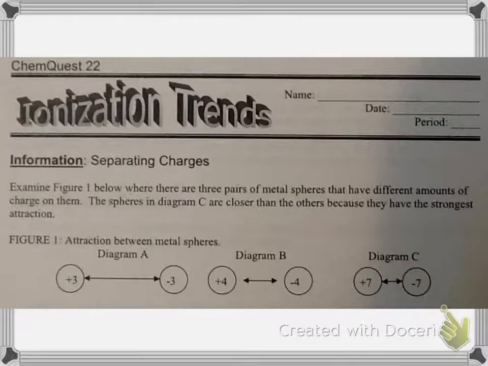Separating charges. Examine figure 1 below, where there are 3 pairs of metal spheres that have different amounts of charge on them. The spheres in diagram C are closer than the others because they have the strongest attraction. Figure 1, attraction between metal spheres: diagram A plus 3 minus 3, diagram B plus 4 minus 4, diagram C plus 7 minus 7. And again, they just told us that strongest attraction. Okay. So they're closer together.